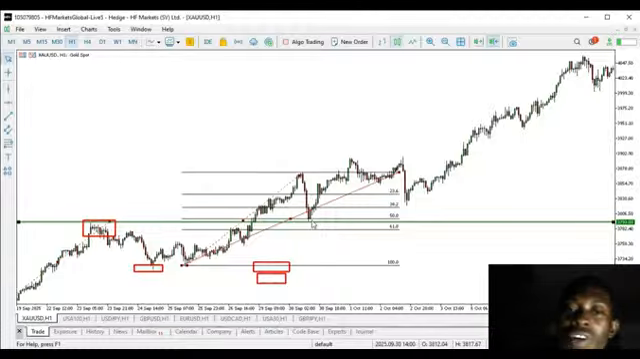I call it dark cloud cover. People call it dark cloud candle, I call it dark cloud cover. They are also opposites. Bullish engulfing, opposite, bearish engulfing. Pin bar, opposite, shooting star. Then piercing candle, the one on my screen right now, and dark cloud cover.